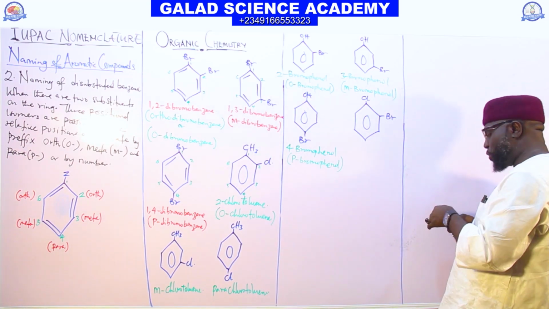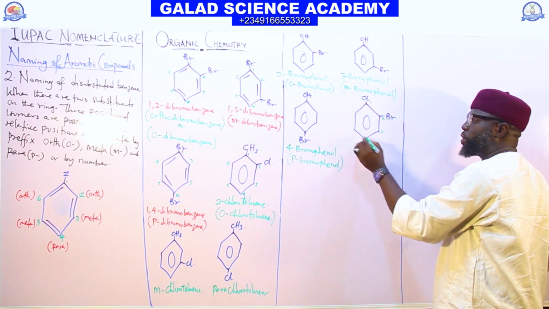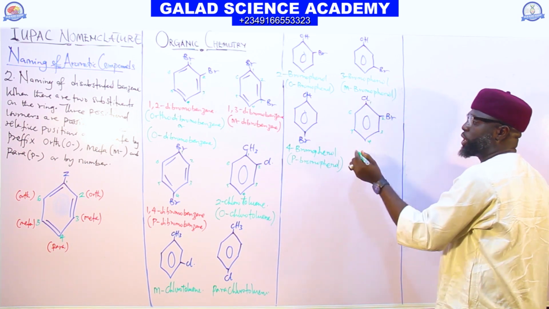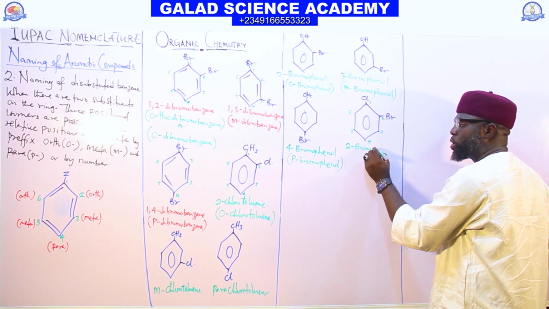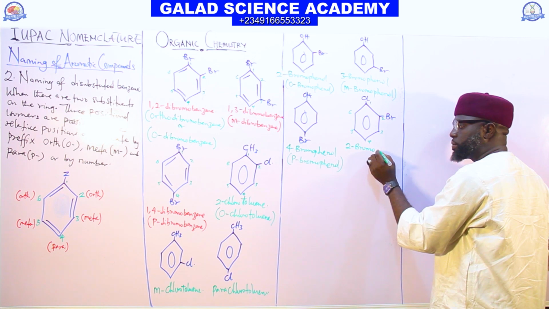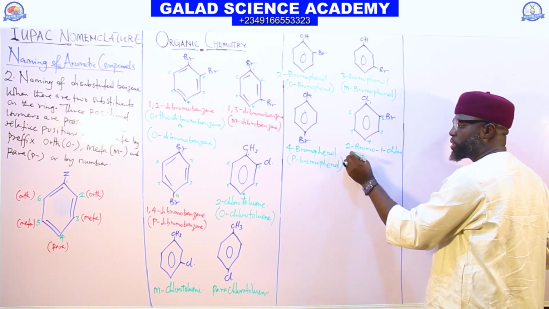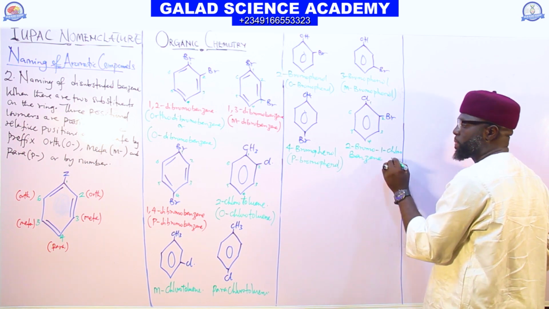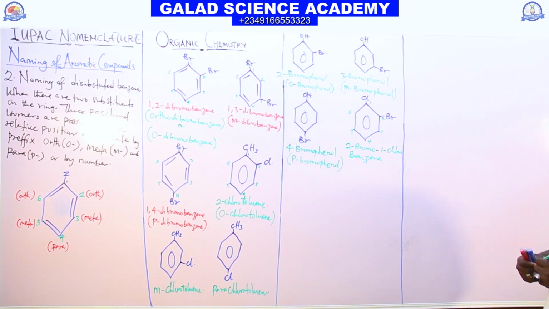So to name this kind of compound here, we number 1, 2, 3, 4, 5, 6. Between bromine and chlorine, which one first? Chlorine, bromine. Call it what? 2 bromo, right? Then 1 chloro. Then benzene. That will be the name for this compound.